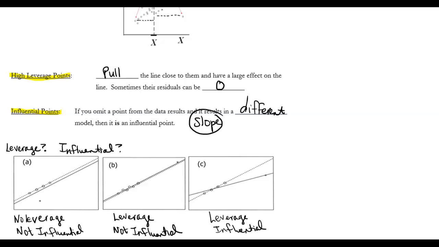Okay, so for the first one, it doesn't really have leverage because it's inside the middle of the points. It's in the mean of the points. And it's not influential because it really doesn't change the slope. It just moves the line down a little bit. Point B does have leverage because it's an extreme x value. But it's not influential because it doesn't really change the line. And point C does have leverage because it's an extreme x, and it's influential because look at that slope. It gets much flatter.